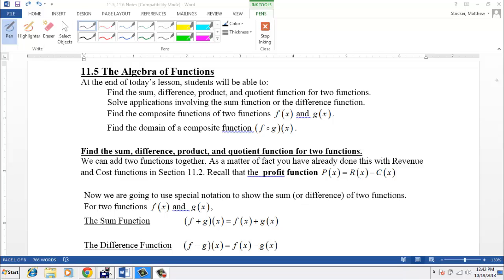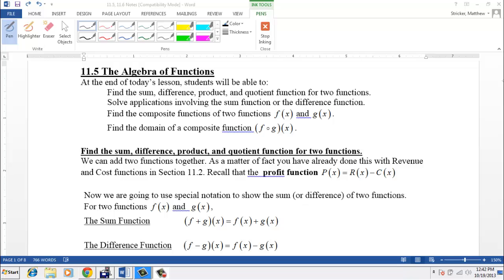All right, welcome back. Today we're going to be talking about section 11.5 from your textbook, all about algebra of functions, different operations that we can do on functions. We can add them, we can subtract them, we can also multiply and divide functions, and then we can also talk about taking the composition of two functions. So let's start with the algebra of functions, this adding, subtracting, multiplying, dividing.